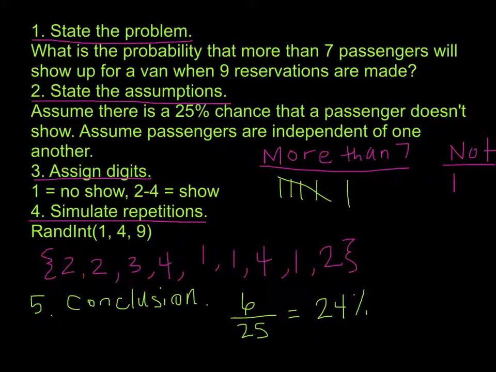And my final statement will say something like approximately 24% of the time, more than 7 passengers will show up for a van when 9 reservations are made. So the van company needs to decide, is that a reasonable probability? If I'm going to kind of tick people off 24% of the time, maybe we need to stop making so many reservations. Maybe we'll make 8 instead of 9.